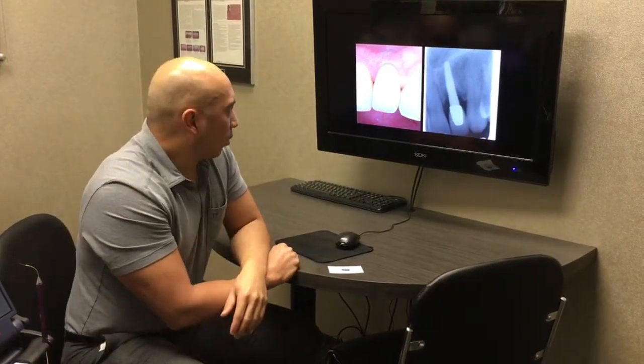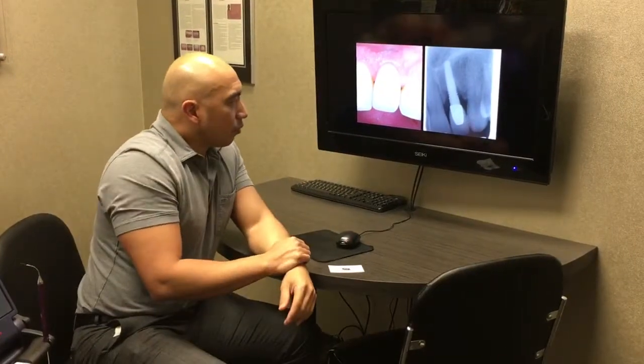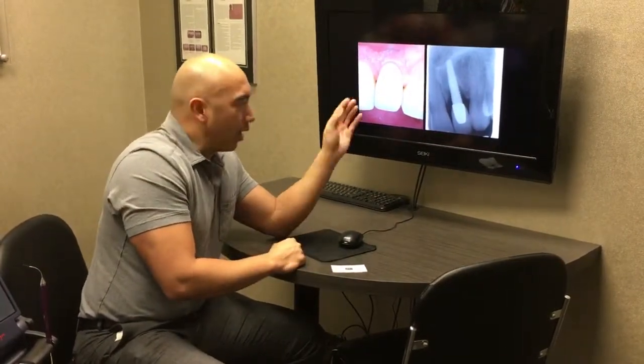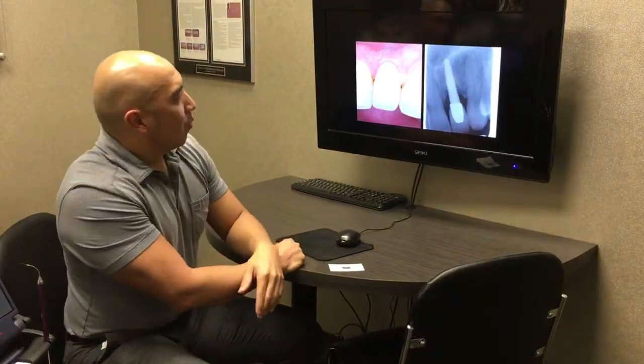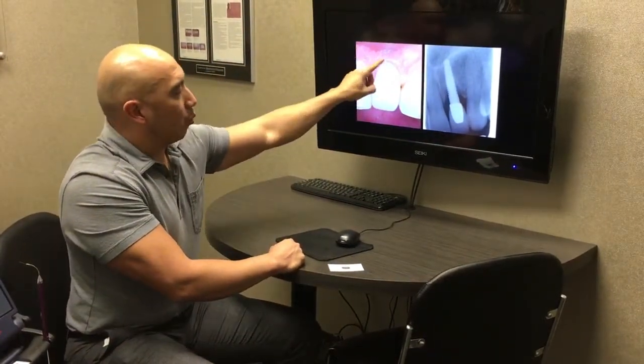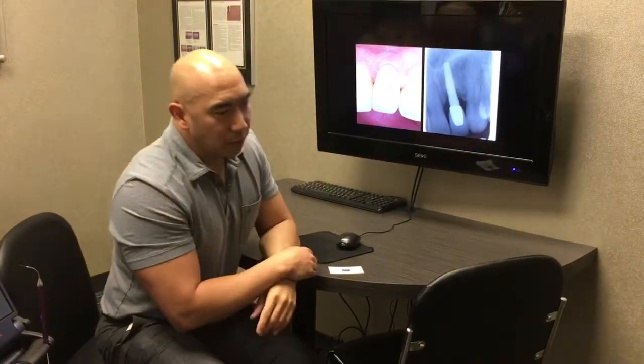So a lot of people ask what we do about it, and what if we don't do anything about it? Well, we can see easily that if you don't do anything about it, you'll start to lose bone around the implant, but more importantly, over time, the gum will start to recede, and you'll start to see all the metal and stuff underneath the gum tissue.